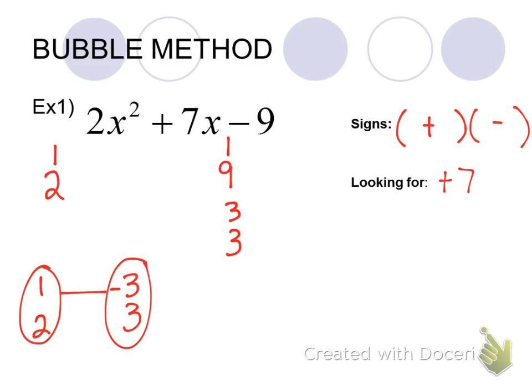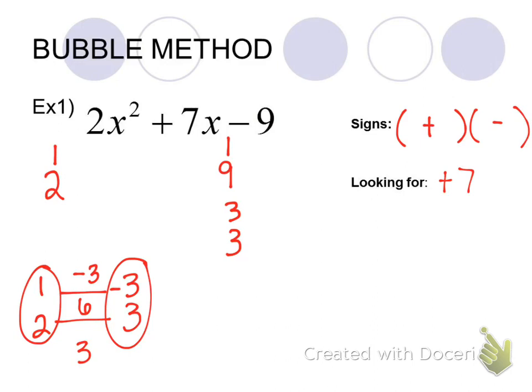Then we are going to connect across. When we connect across, we multiply. So if I take 1 times -3, what do I get? -3. If I take 2 times 3, what do I get? And if I add those up, -3 plus 6, what does that give me? Is that what I was looking for? What was I looking for? A 7. So that's not going to work.